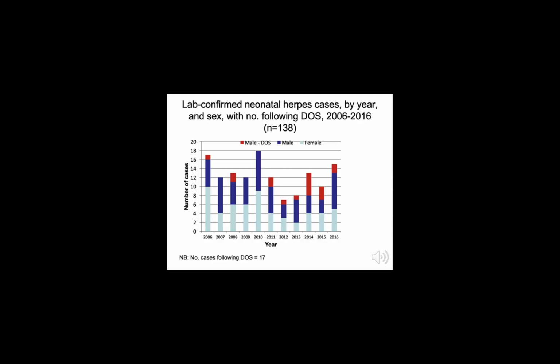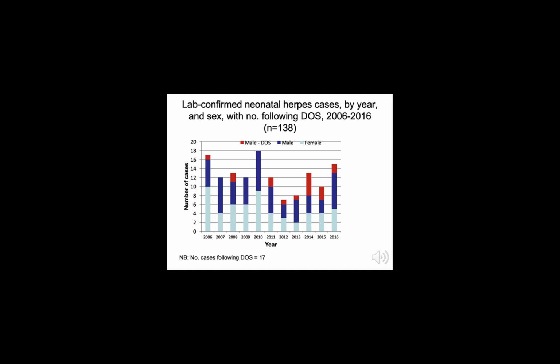In terms of the contribution of these cases to our overall epidemiology, this is a figure showing lab-confirmed cases by year and sex. The cases that follow DOS are in red. So you can see that among male cases, DOS cases add, some years, 50% of cases. For example, in 2015, there were, no, sorry, that year there were 3 DOS cases. But in 2014, there were 5 DOS cases. And in those years, they made up more than half in 2014 and half in 2015 of all male neonatal herpes cases.